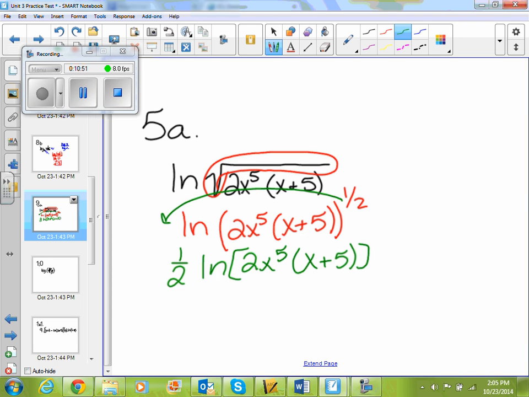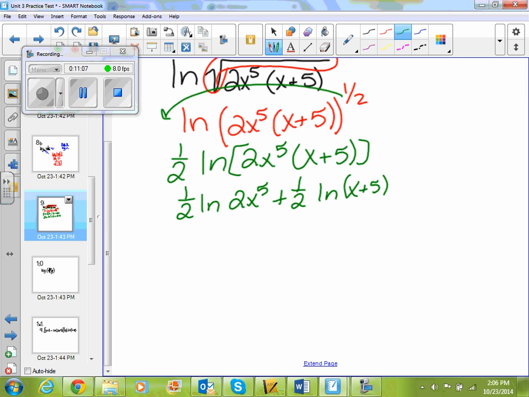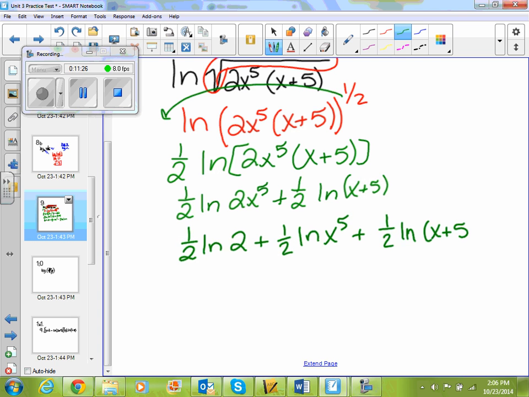Okay, so then I'm going to start breaking that up. So I know that I'm going to have 1/2 natural log of 2x to the 5th plus, because multiplication changes to addition, 1/2 natural log of x plus 5. And then I can go further into breaking this up by going 1/2 natural log of 2 plus 1/2 natural log of x to the 5th plus 1/2 natural log of x plus 5, where I broke up the 2x to the 5th into 2 and x to the 5th.